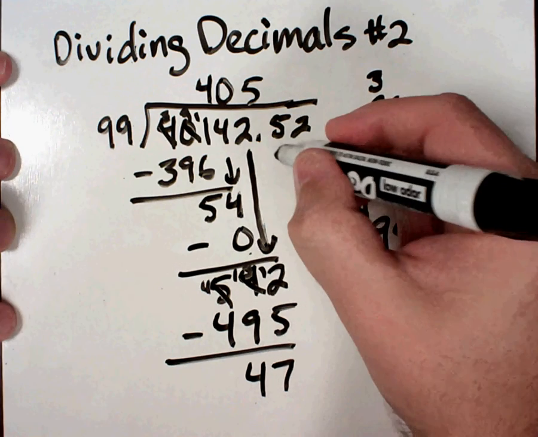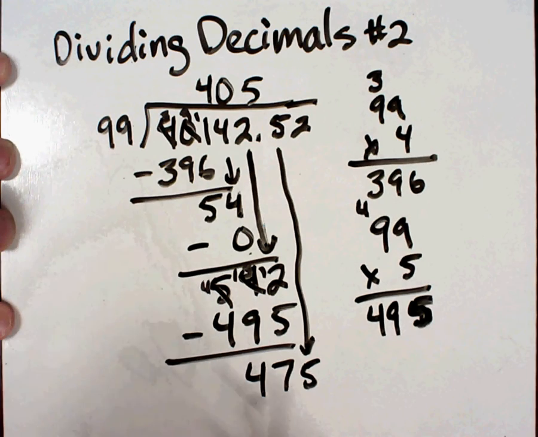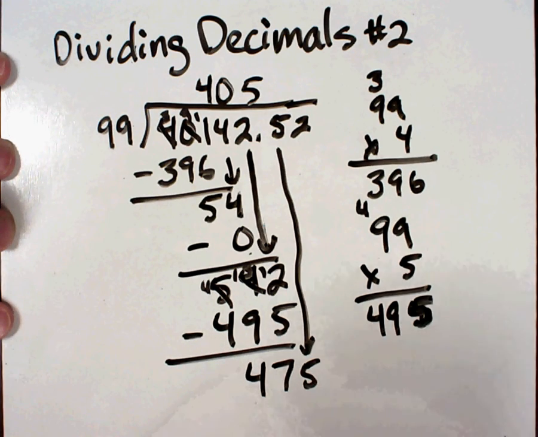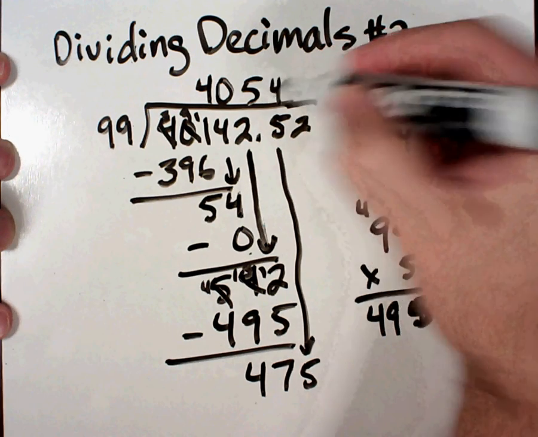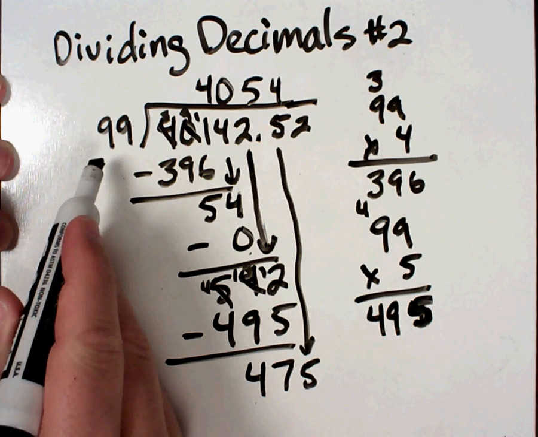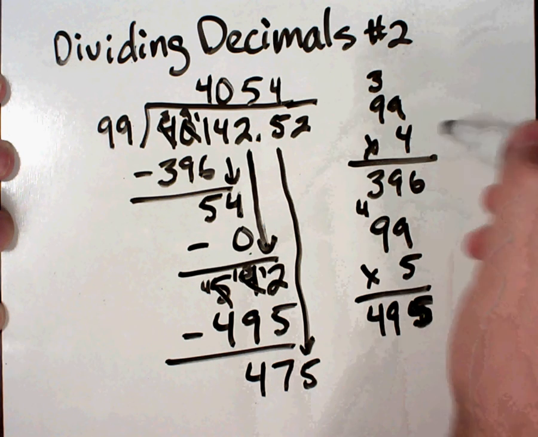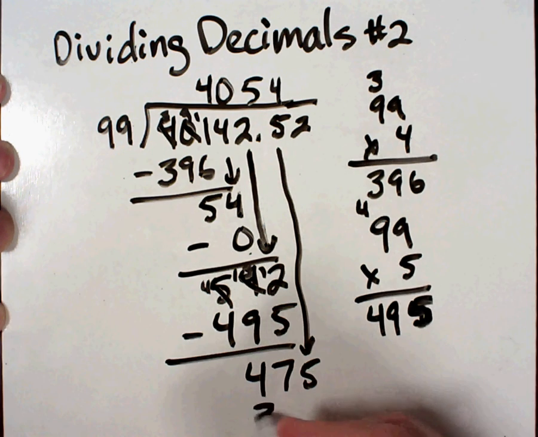Alright, then I'm going to pull down my next number, which is my 5. 99 will go into 475 4 times. And again, because I'm estimating that 99 is close to 100, 100 will go into 475 only 4 times. Now, thankfully, I've already done the multiplication for this, so I can just write this number down.